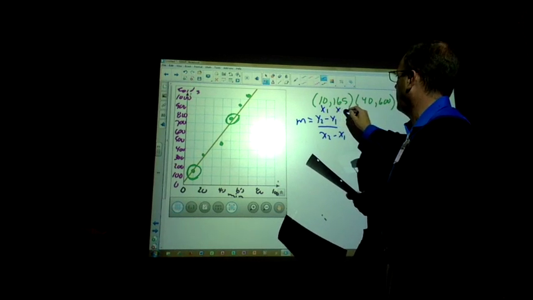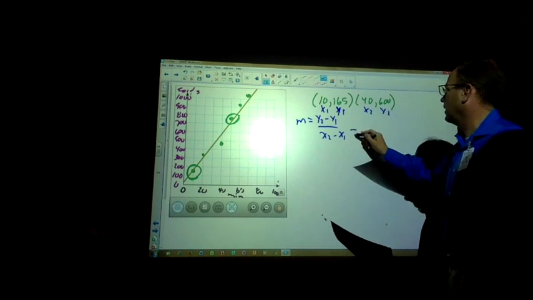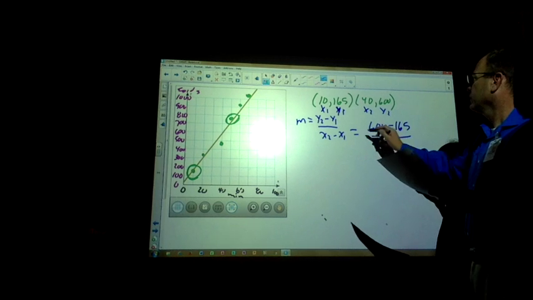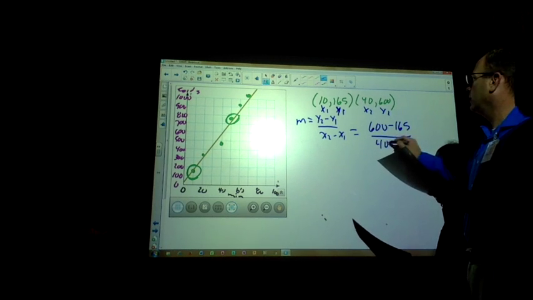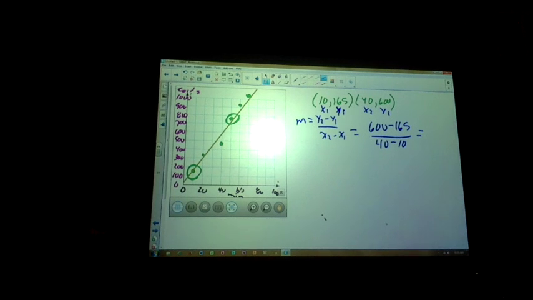Just label x1, y1, x2, y2, and plug in our values. So I get 600 minus 165 over 40 minus 10. So that's going to give me, if you have a calculator, help me out, please. 435 over 30. It's like 5 goes into both top and bottom.